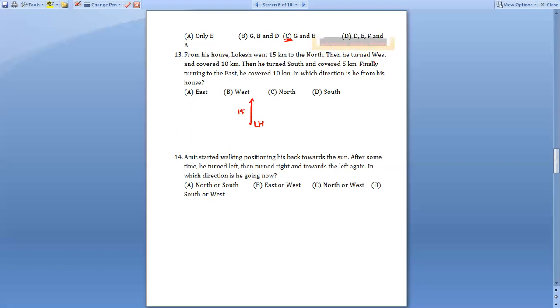So north means it is my north. You know the direction convention, right? So Lokesh went 15 kilometers to the north. Then he turned west and covered 10 kilometers. So this is west and he covered 10 kilometers. Lokesh's west is same as our west. Okay, so when it comes to right or left, then you should tilt your book.